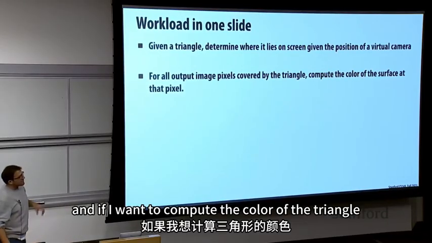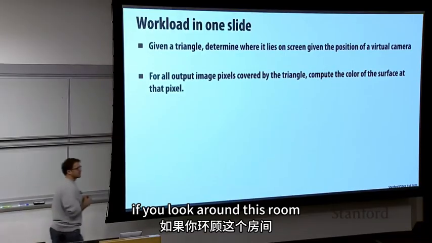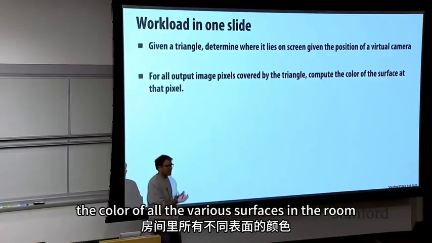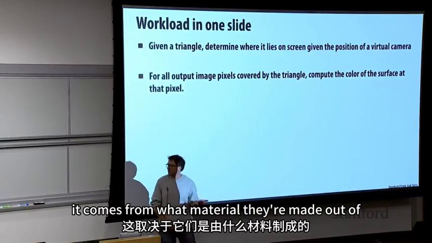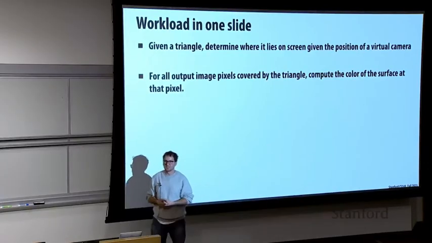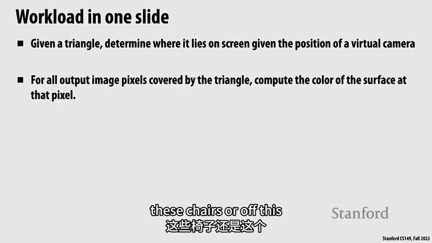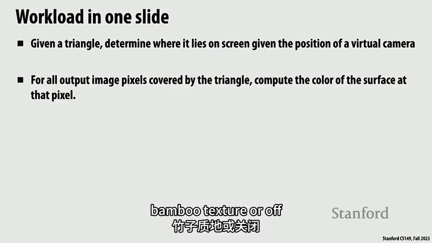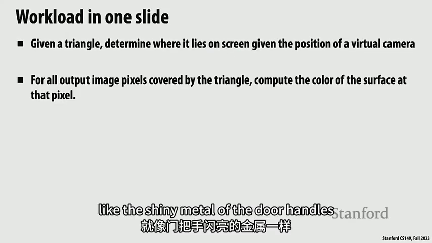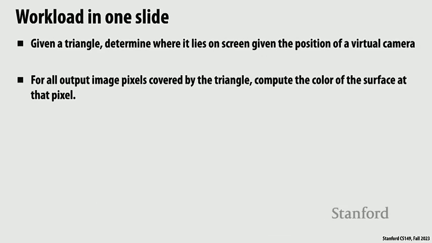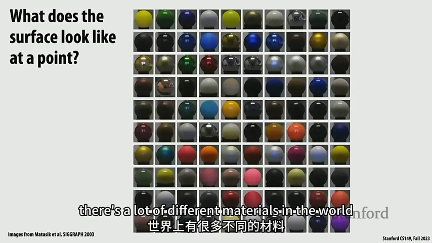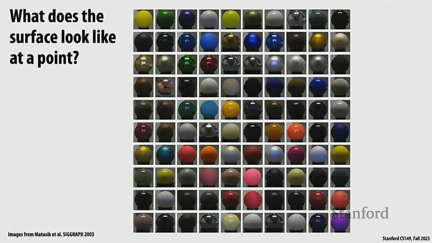And if I want to compute the color of the triangle, if you look around this room, the color of all the various surfaces in the room comes from what material they're made out of. And if we have to simulate how light is bouncing off these chairs, or off this bamboo texture, or off the shiny metal of the door handles, you quickly go, wow, there's a lot of different materials in the world, right?